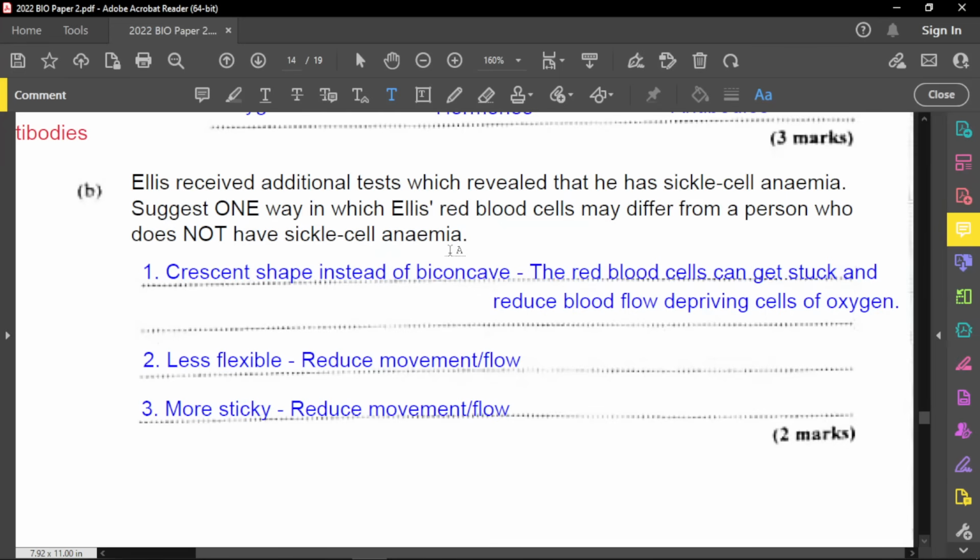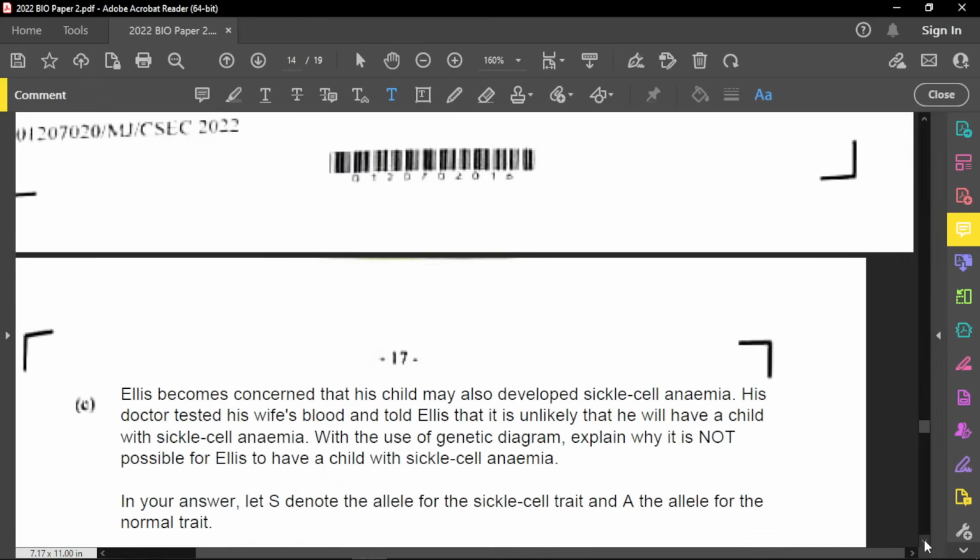Because you have anemia, which is just a deficiency disease, the lack of iron or lack of hemoglobin. But when you talk about sickle cell anemia, you're talking about the abnormal shape of the red blood cell. And once it's abnormal, then of course blood flow will reduce, and cells will be deprived of oxygen and nutrients and so on. So the cells will also be less flexible. And because they're less flexible, movement will be reduced, and flow will also be reduced. They become more sticky, and because they're more sticky, they reduce movement or flow as well. All right? So let's now jump to the next part of the question.